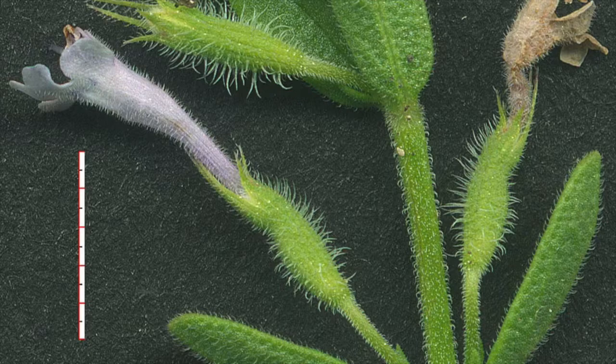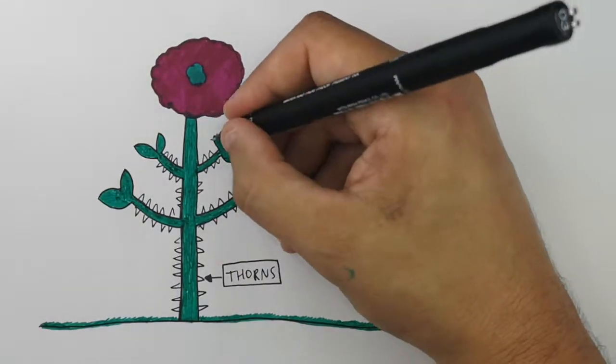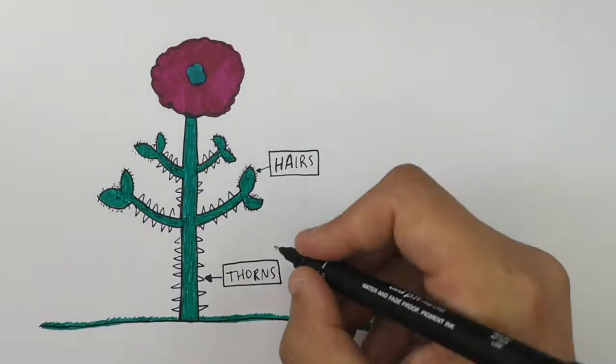Some plants have hairs on their leaves and stems. This also prevents animals from eating the plant.